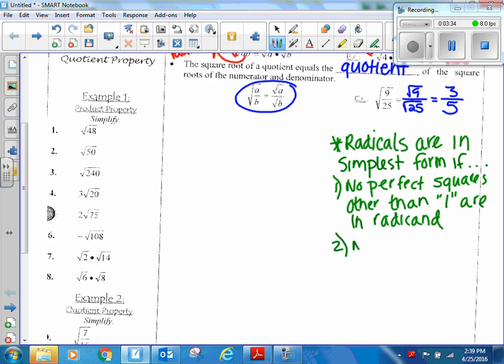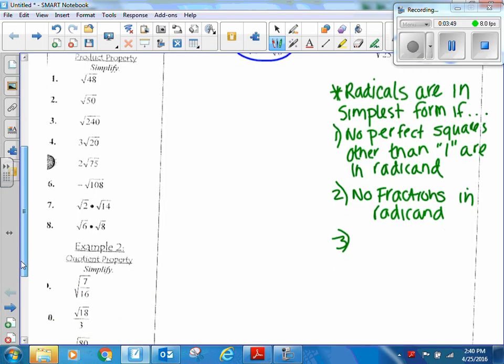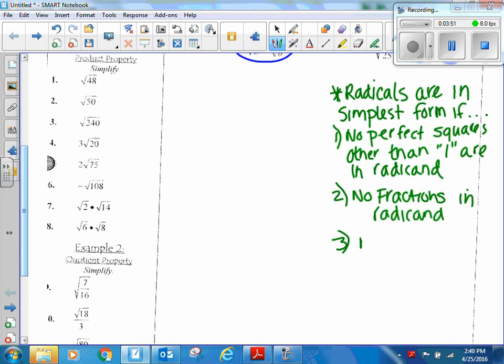Number two, we want no fractions in the radicand. And number three, we want no radicals to appear in the denominator. Those three things must be true in order for the radicals to be in simplest form.